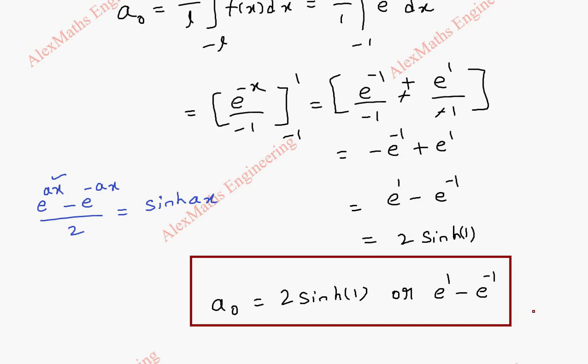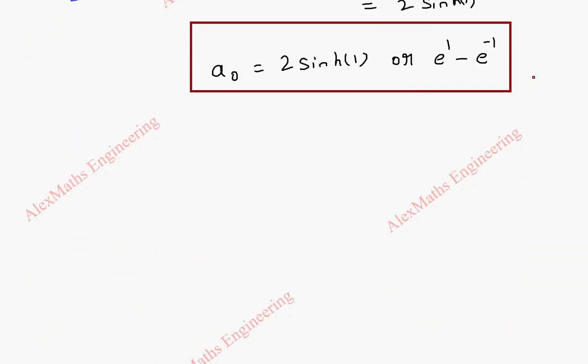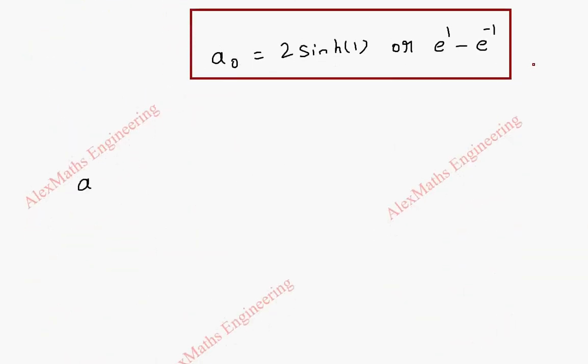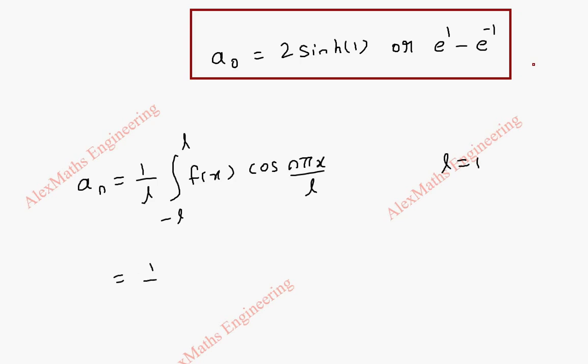In the same way, we are going to find an. So an by formula equals 1 by L integral minus L to L f of x into cos n pi x by L. Here the value of L is 1. So it is 1 by 1 integral minus 1 to 1, and f of x is e power minus x into cos n pi x alone because L is 1, and we have dx also.